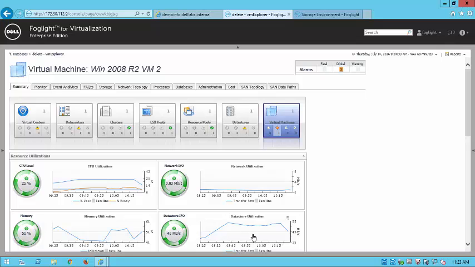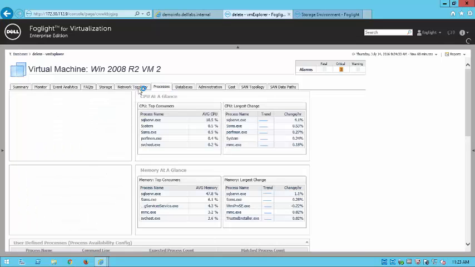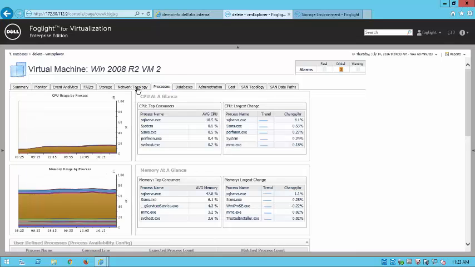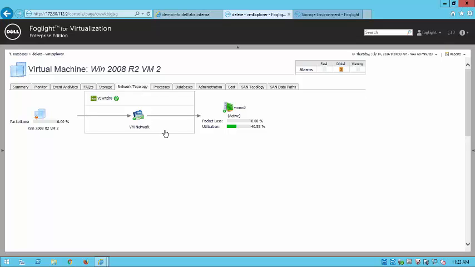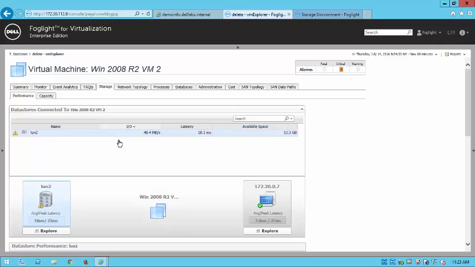Martin, am I right to assume that? Is there anything here that can confirm my suspicions or disprove them? Yeah, certainly we can investigate various different aspects of the VM, anything from looking at the processes that are running on the VM. We can check things like the network topology, check for things like packet loss or utilization. But as you mentioned, we're interested in the storage here.